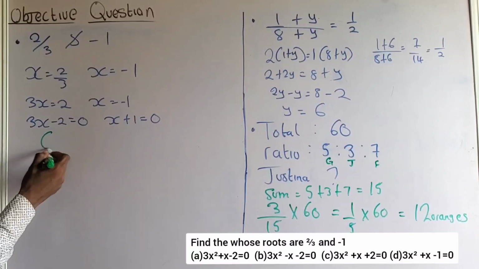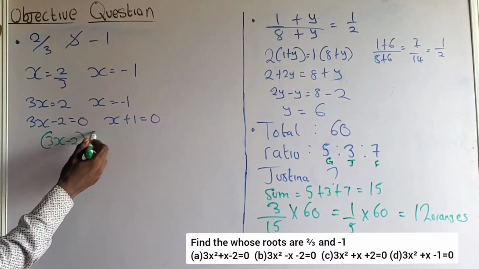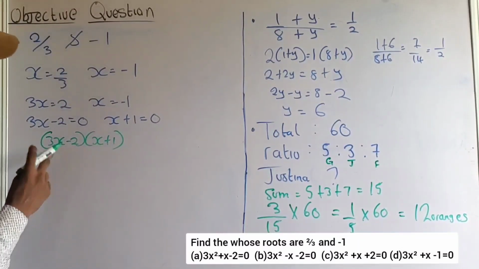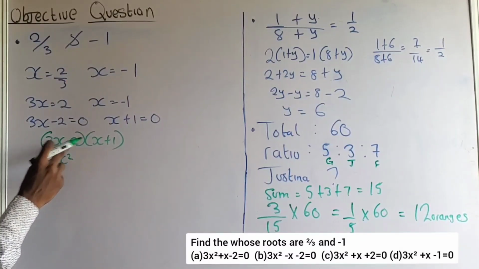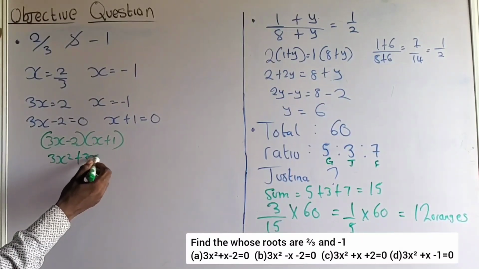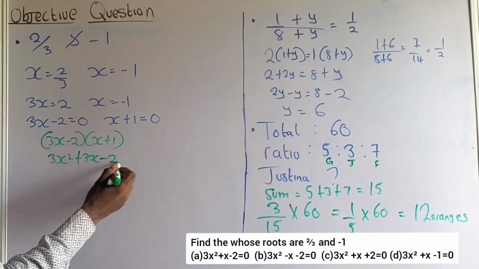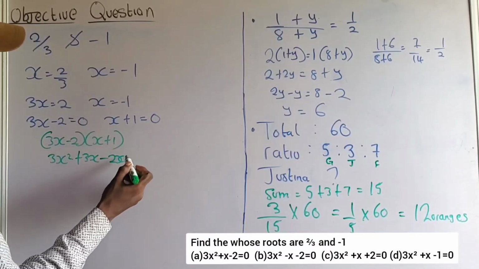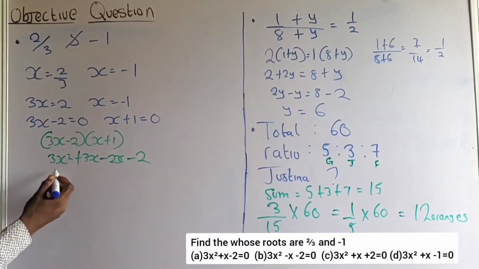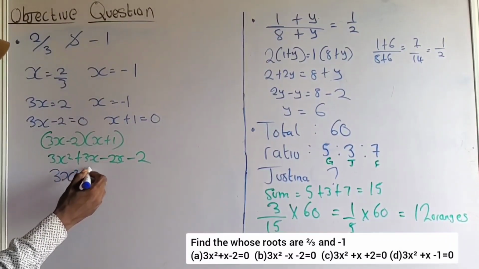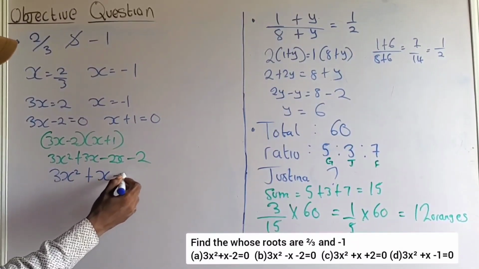So for this, I'm going to have 3x minus 2 multiplied by x plus 1. 3x times x, what will be the answer? That is 3x squared, right? 3x times plus 1, that is plus 3x. Then minus 2 times x is minus 2x. Then minus 2 times plus 1 is -2. Now, we can still collect like terms because we have positive 3x and negative 2x. So for this, I'm going to have 3x squared plus x minus 2.